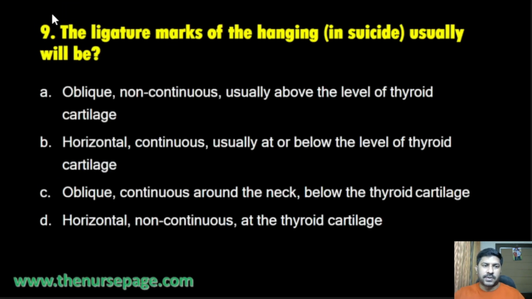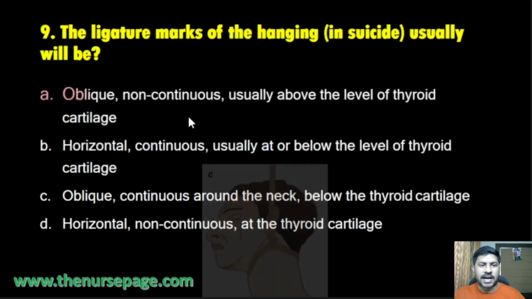Next question. The ligature mark of hanging in the case of suicide will usually be: oblique, non-continuous, usually above the level of thyroid cartilage; horizontal, continuous, usually at or below the level of thyroid cartilage; oblique, continuous around the neck, below the thyroid cartilage; or last option, horizontal, non-continuous at the level of thyroid cartilage. So, the ligature marks commonly seen in the case of hanging.